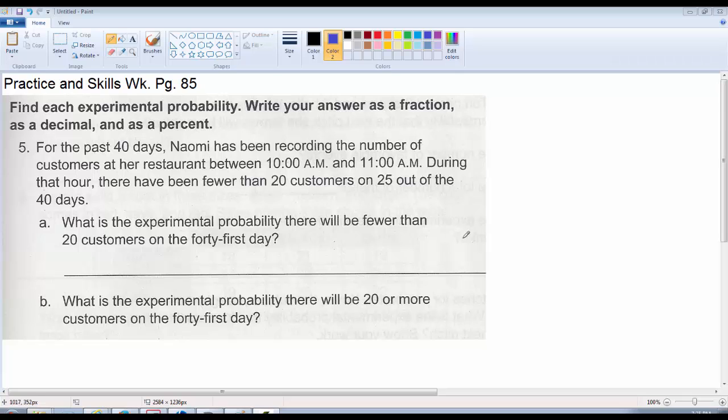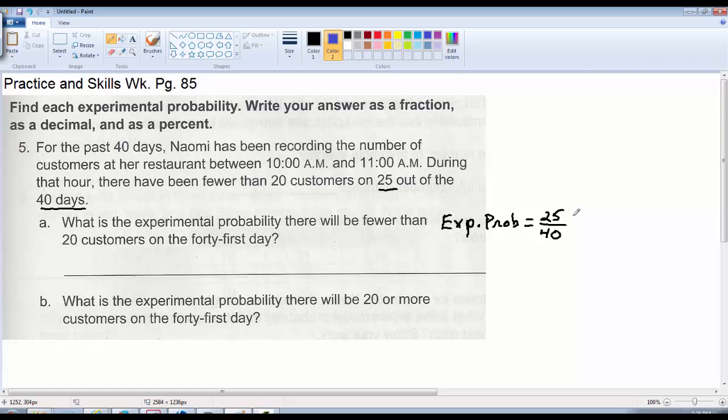Okay, so let's take experimental probability. And first thing we have to do is remember that the top number is going to be the likelihood of the event occurring. So in this case right here, our event that is occurring is the 25 that you see. So we're going to put that on the top. That's what we want to have happen. And then our total is going to be the 40 days that you see right there. So I'll put that over the 40.